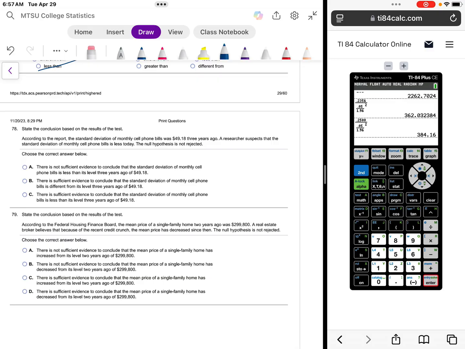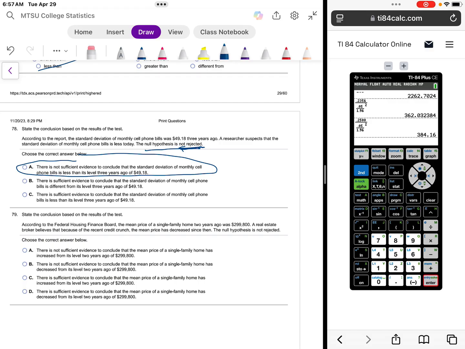Again, if we do not reject the null hypothesis, that means we do not have sufficient evidence. So there is not sufficient evidence, just going off of the not rejected. So we failed to reject. That means we do not have sufficient evidence.